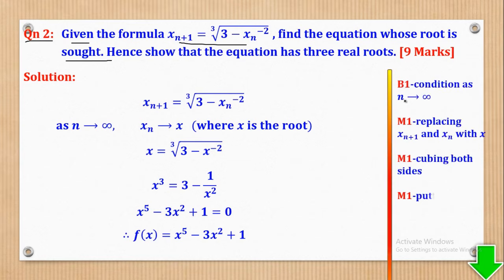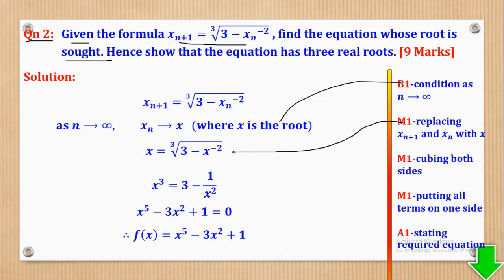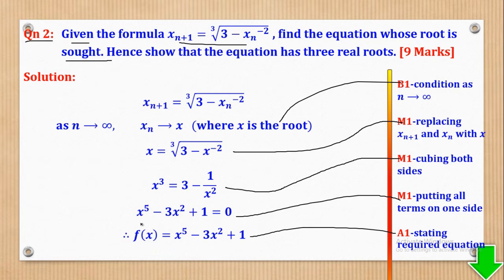So before we go to the next slide, B1 for starting this condition, M1 for replacing, M1 for cubing, M1 for putting all terms on one side, and this is the required equation, and this is fx. Fx will be used to get this other part.